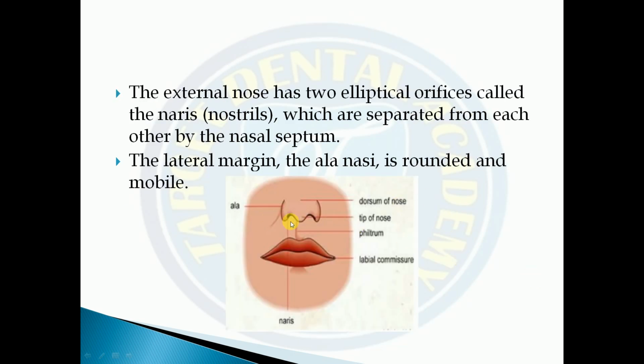The external nose has two elliptical orifices, which are called nostrils or nares. They are separated by the nasal septum. And the lateral margin is round and mobile and is known as the ala.